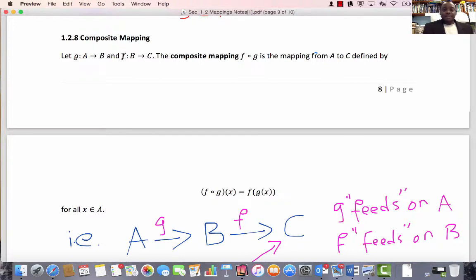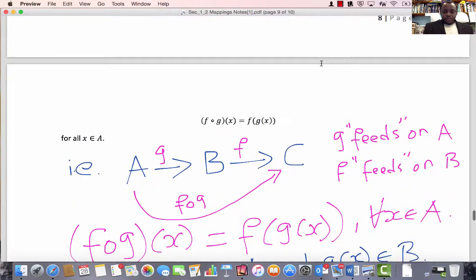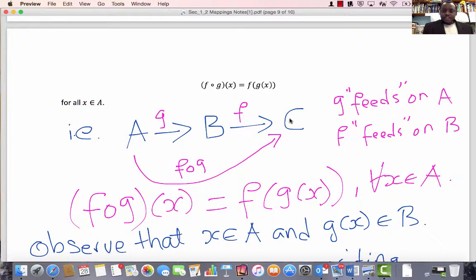If this happens, then we can actually define a composite mapping F composed with G as a mapping from A to C. Now let's look at the picture below. A, B, C. F is a mapping from B to C. G is a mapping from A to B. I have a mapping from A right over to C, and we call this F composed with G.